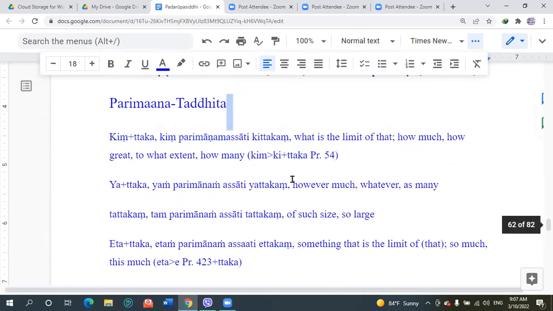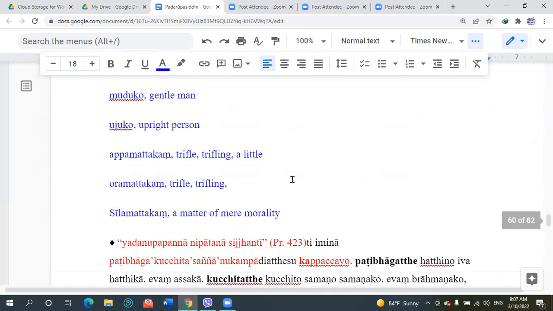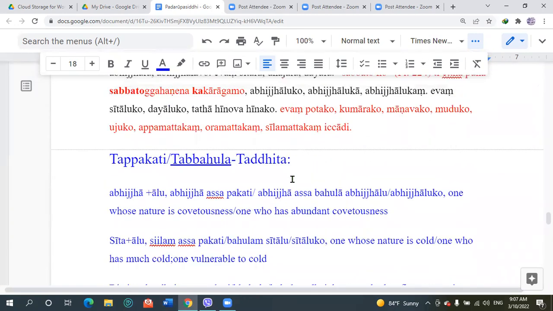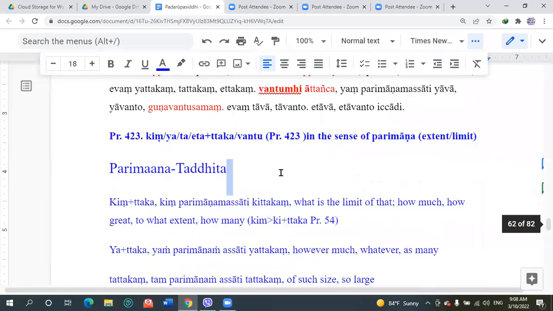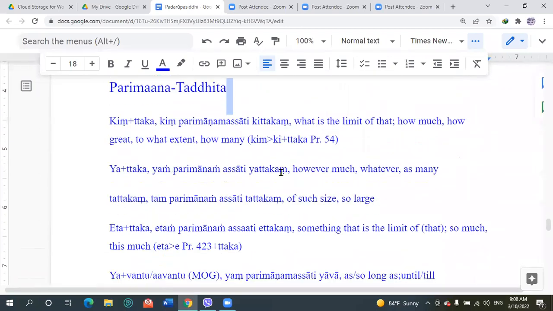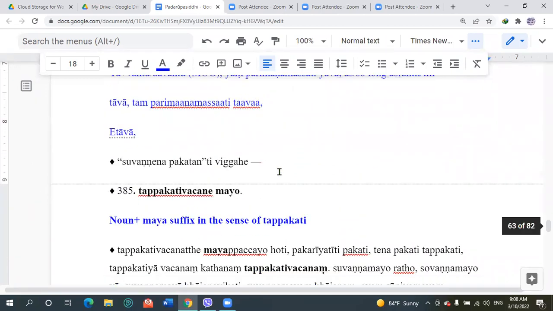The sutta we have studied is Alu Tabahule. 3 for Alu Tabahule. In the Tabahula sense, the Alu suffix is used. Okay, now let's go to Tapagadi Vajane Mayo, 385.